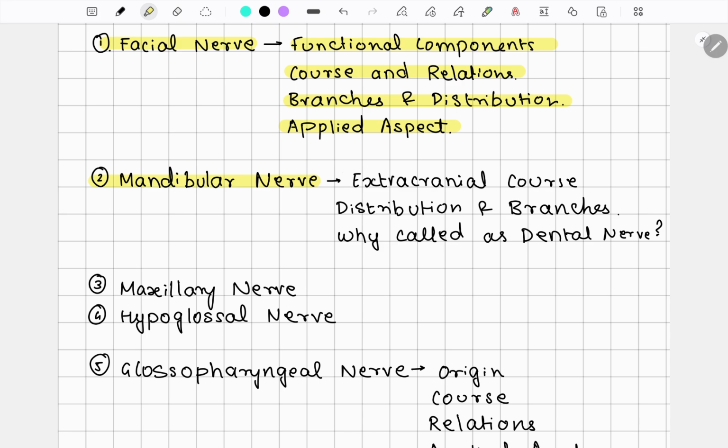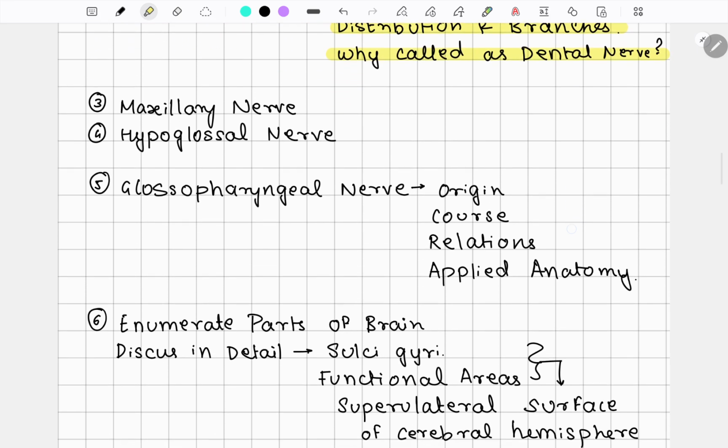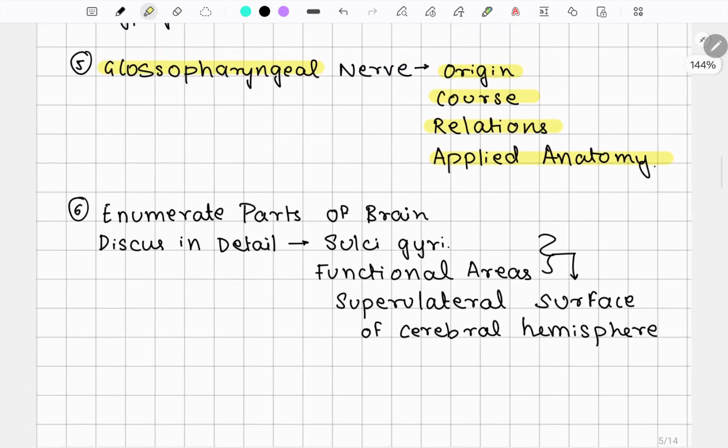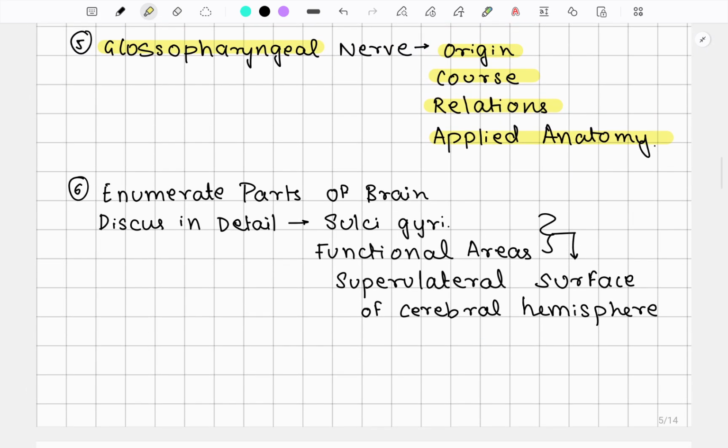In mandibular nerve, the subpoints are extracranial course, distribution and branches, and why it is called a dental nerve. You need to give reason for that. The third important LAQ is maxillary nerve, then hypoglossal nerve, glossopharyngeal nerve with the subpoints origin, course, relation, and applied anatomy. Then the sixth and the last, the most important LAQ from neuroanatomy is enumerate parts of brain.